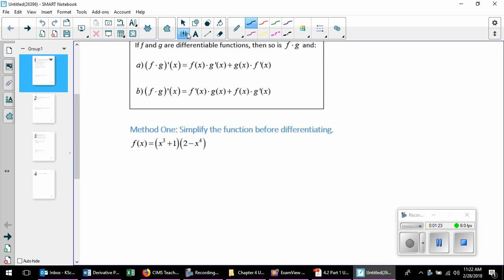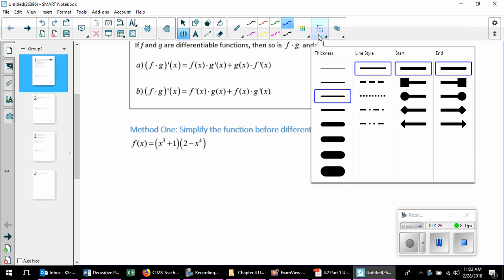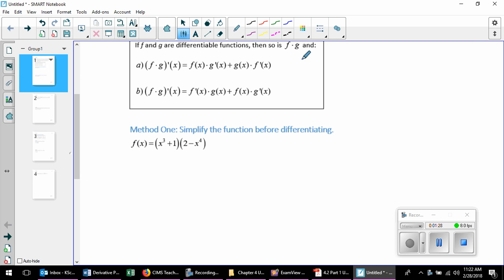Because yesterday, would you guys agree that the rules were really easy? Like doing derivatives using the rules was way easier than proving it using limits. Please tell me you found the rules easier. Thank you. Woo. All right.